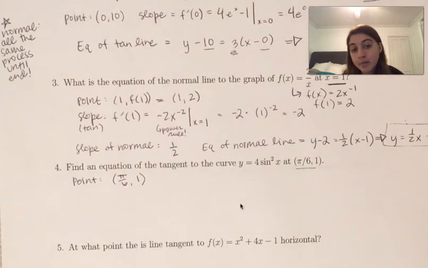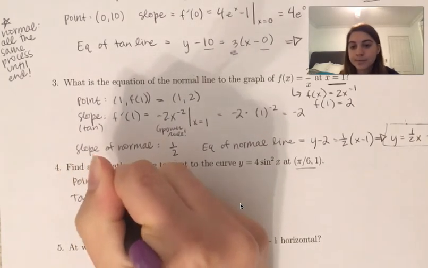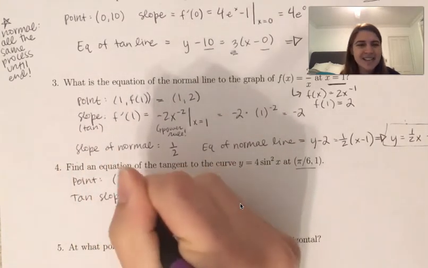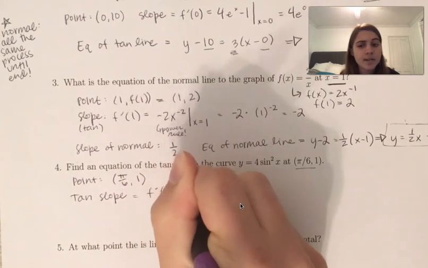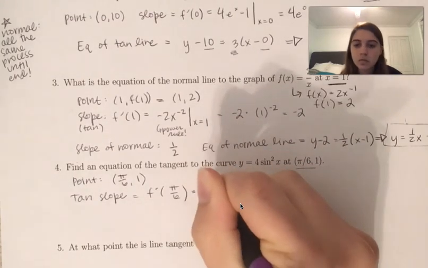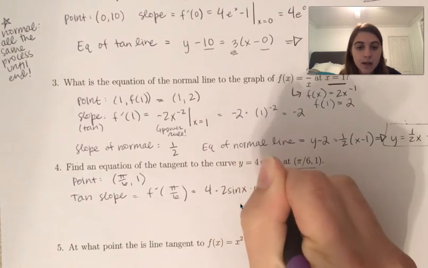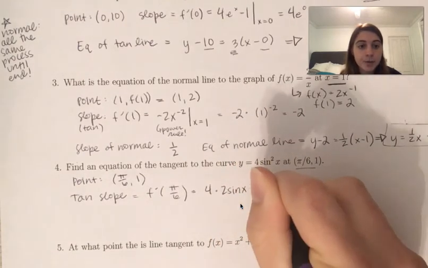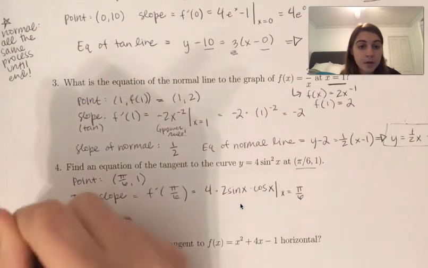Our slope is f prime of pi over 6, slope at that point, slope of the tangent line at that point. I say that every time. I'm going to start trying to be a little more clear instead of just saying the slope, but the slope of the tangent line at that point, because that's really what we're looking for. F prime of pi over 6. Might want to review those trig derivatives. I know I forget those all the time.